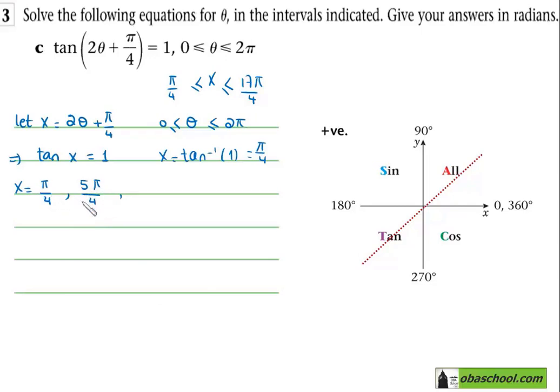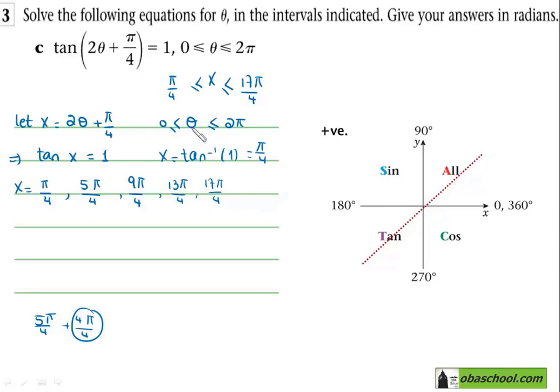5π/4 plus π is equal to 9π/4. 9π/4 plus π is 13π/4. These are very simple calculations. 5π/4 plus π, which is 4π over 4. In other words, we are adding 4π/4. So 13π/4 plus 4π/4 is 17π/4. Now we stop because we reached the maximum value in the interval and these are the values of x.